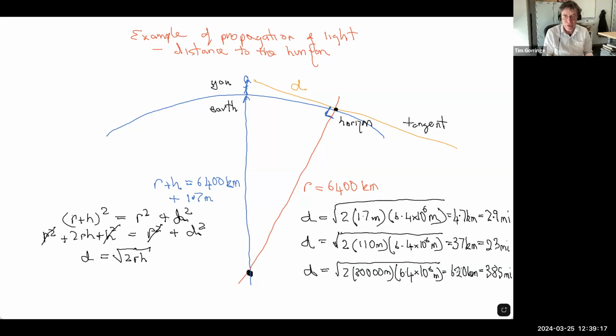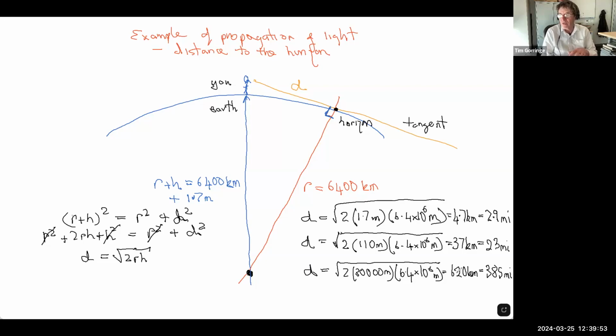Now, another interesting point is that often in solving problems, we might make approximations. We made an approximation here. So we made this approximation that a term involving the square of your elevation was much smaller than a term involving the product of your elevation, the elevation of your eyes, and the radius of the Earth. In the cases that we looked at, when we're just standing on the beach, or when we're standing on the White Cliffs of Dover, or when we're sitting in a plane, it's a really very good approximation.